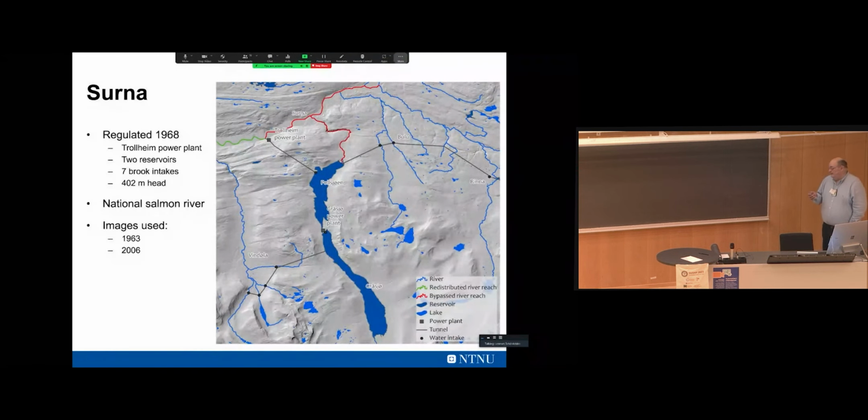This is a sketch of the Surna regulation. Two reservoirs, power plant outlet here, and brook intakes from both sides, capturing tributaries and putting them into the reservoirs. The river part marked with red is the bypass reach, where water is permanently transferred past this reach, and the river reach marked in green down here is where you have the redistribution. You have the same average flow, but the flow comes at different times of the year.